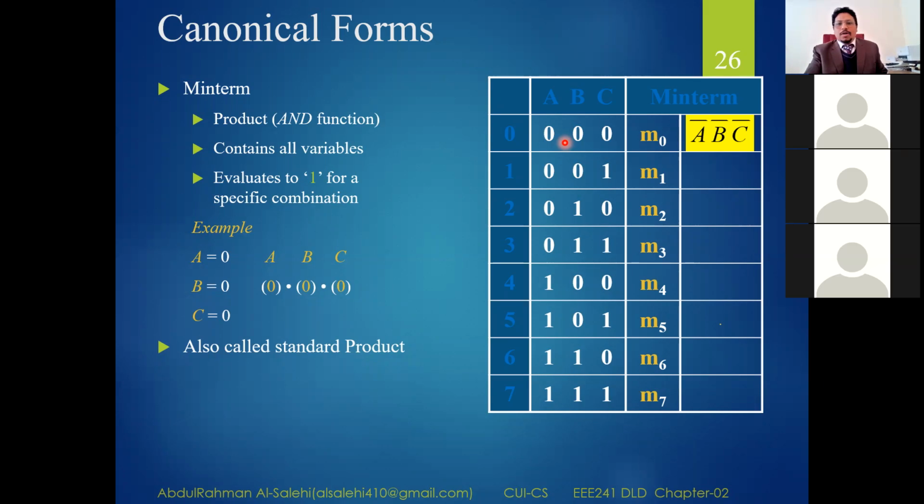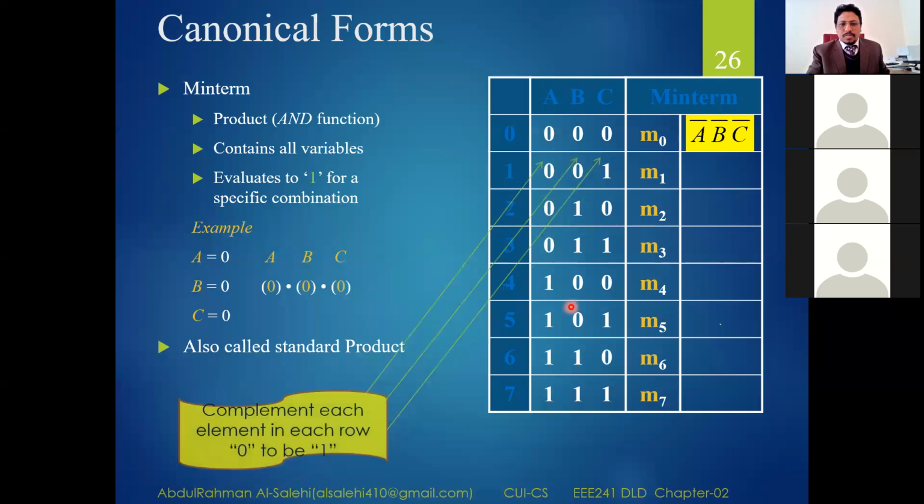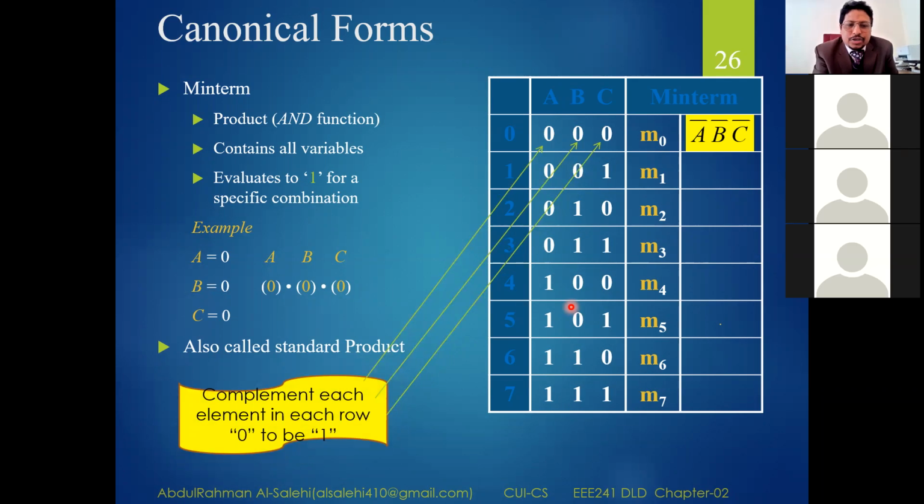Similarly, if I go now for the others, complement each element in each row that is 0. If this, for example, is 0, you have to complement it and make it 1. Similarly here, if you see in the second line, no need to complement C, because C is already 1. I will only complement these numbers. I don't know if you understand me or not. Are you with me, following me or not?